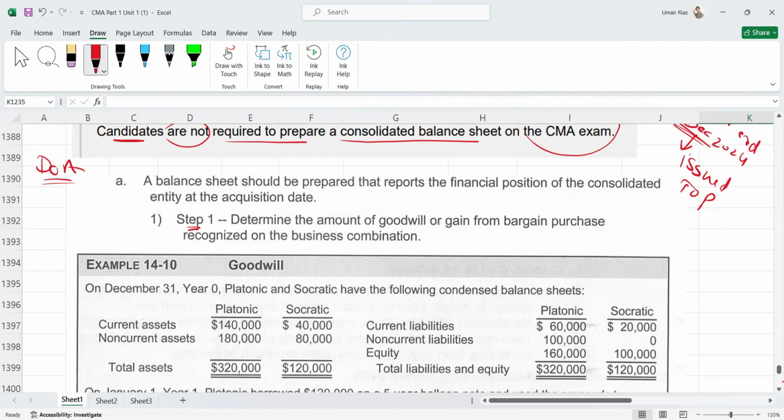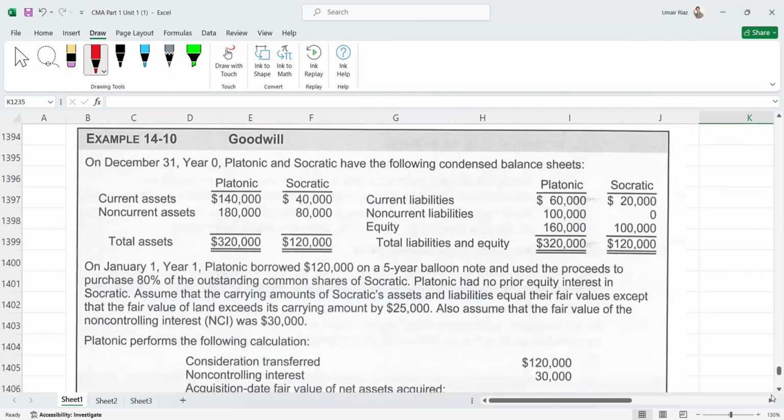You have to determine the amount of goodwill or gain from bargain purchase. You have to calculate this first, which is the result of the business combination. Let's have a look at the example. On December 31, year one, P and S have the following condensed balance sheet. I'm assuming P is the parent and S is the subsidiary.